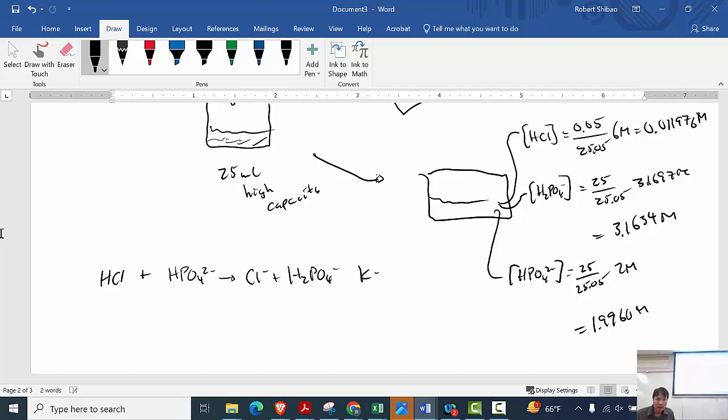What's K for this reaction? Very large. Mm-hmm. Very, very large. Very large is with a strong acid and water. Monohydrogen phosphate's a better base than water. And so we'll call it very, very large. What's the initial HCl?